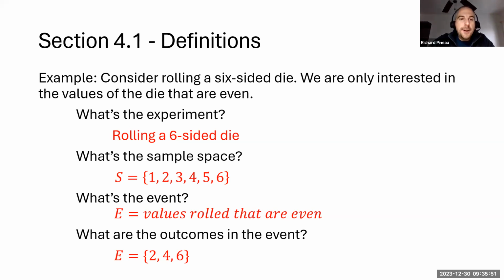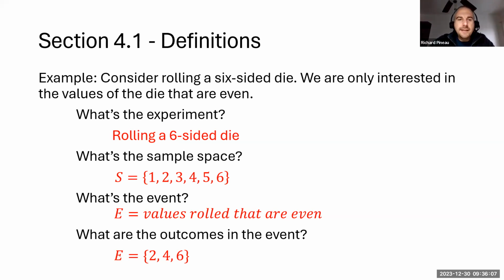The sample space is S = {1, 2, 3, 4, 5, 6}. You'll notice that we use the variable capital S for the sample space, and we use this set notation, the fancy brackets, to express all of the outcomes.